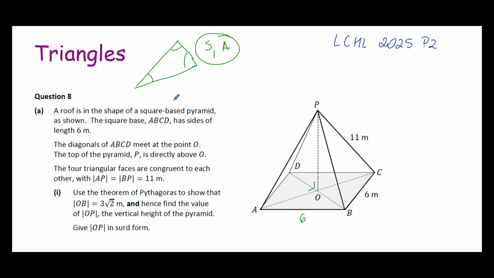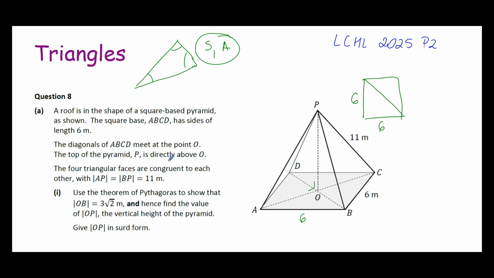Okay, let's see. A roof is in the shape of a square base pyramid as shown. So a square at the bottom here. The square base ABCD has a side of length 6 meters, so that's 6 here, that's 6 here. The diagonals of ABCD, so that means the diagonals of the square. Here is 6, here is 6, and they meet at the point O. And then the top of the pyramid is directly above O. That means that here it's creating a right angle.